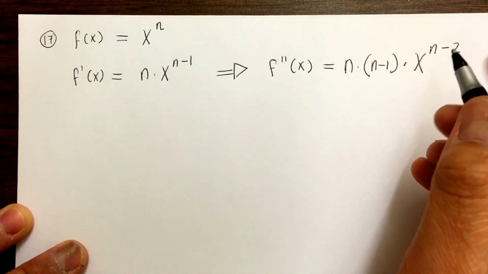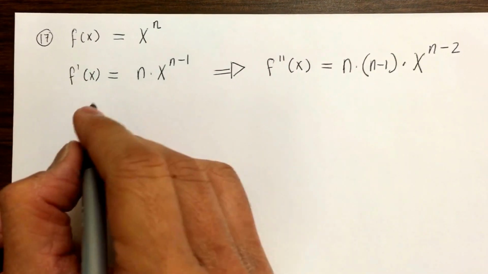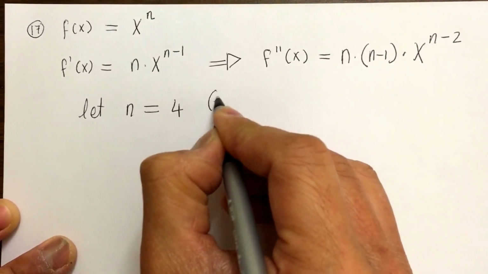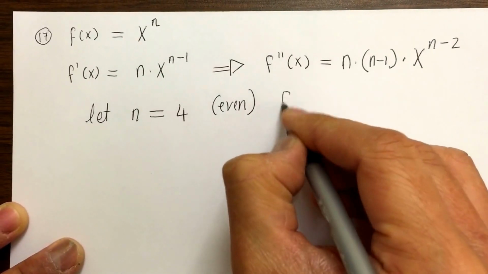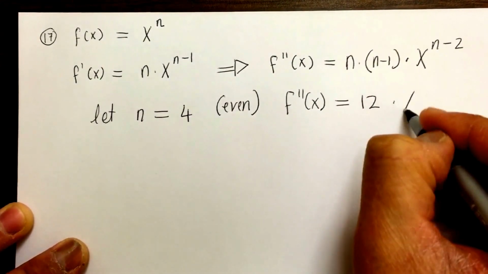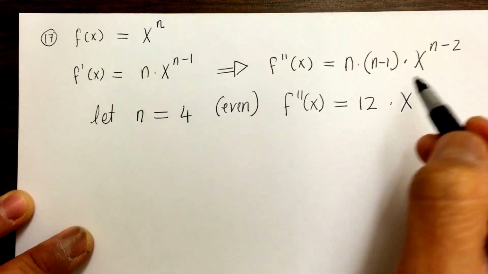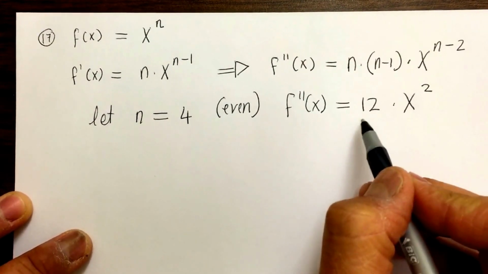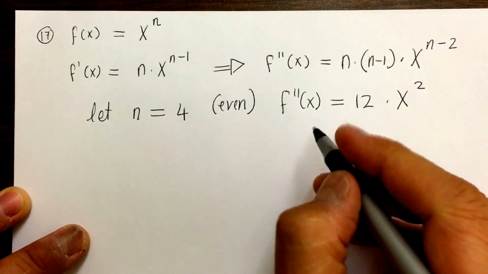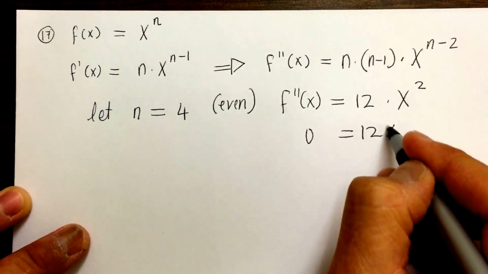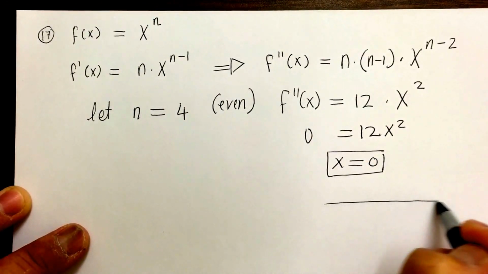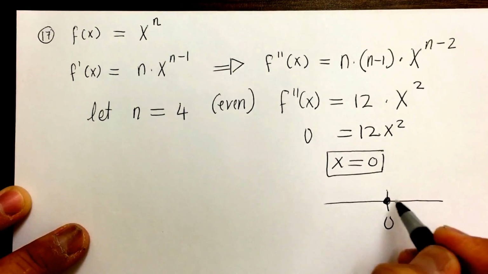So to investigate, we make up a couple of n values. So let n equal 4. That's an even number, right? Inflection is the second derivative. And if n equals 4, then the second derivative is 12 times x squared. And to find inflection, you have to set it equal to 0. And then you solve for x, and x equals 0. So a possible inflection point is when x equals 0.